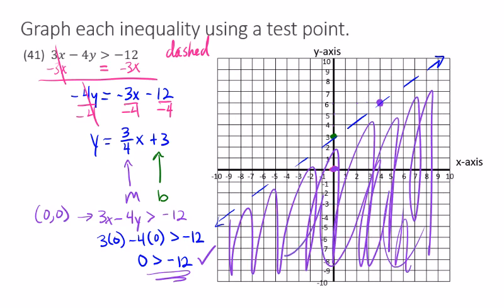If it wasn't true, then we would shade on the other side of the line from the test point. All right. So that's how to use the test point method. You can use that if you forget the rules about above and below. Also notice that even though we divided by a negative, since we have an equal sign here, we didn't have to worry about flipping the sign. So that's another thing: you don't have to worry about flipping the sign around when you're solving.